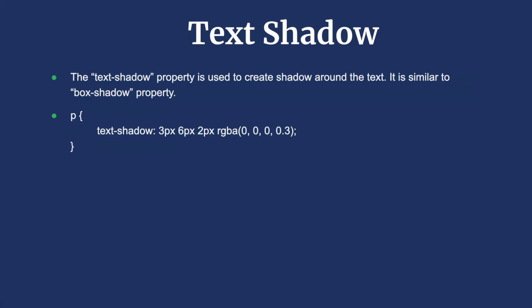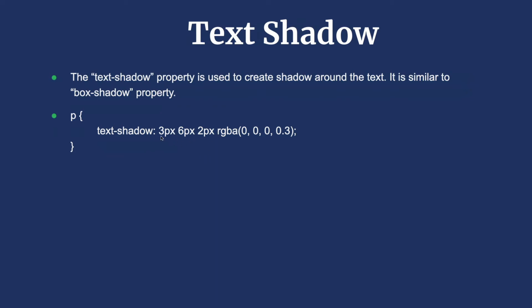Next we have the text-shadow property. We are already familiar with the shadow property. We have already seen the box-shadow property while we were discussing the box model. The text-shadow property and the box-shadow property are similar to each other, but the difference is that inside the text-shadow property there is no fourth value. In the box-shadow property there was a spread value, that was the fourth value, but here inside the text-shadow property we do not have that fourth value.